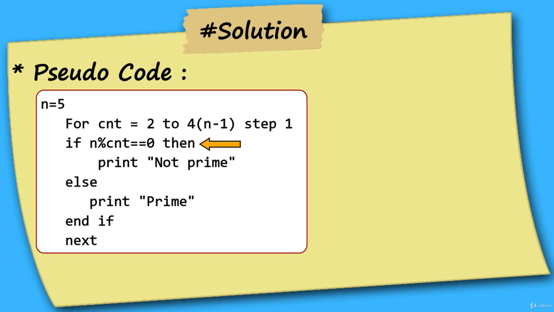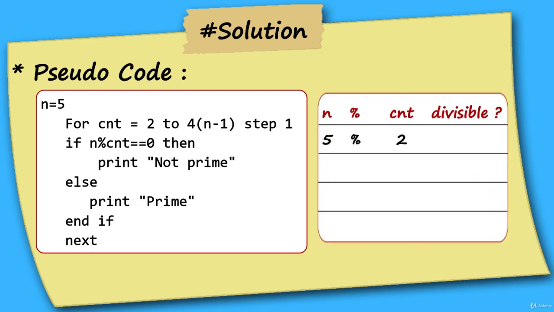So ideally you may think of writing something like this: if n modulus cnt, that is if it is divisible, then it is not prime. And if it is not divisible, in the else part, you will say it is prime. So ideally when you run this, n will be 5 and counter is 2. So is 5 divisible by 2? It is not. That means it will say it is prime. But if you put this inside the loop, the code will not work the way we are expecting.